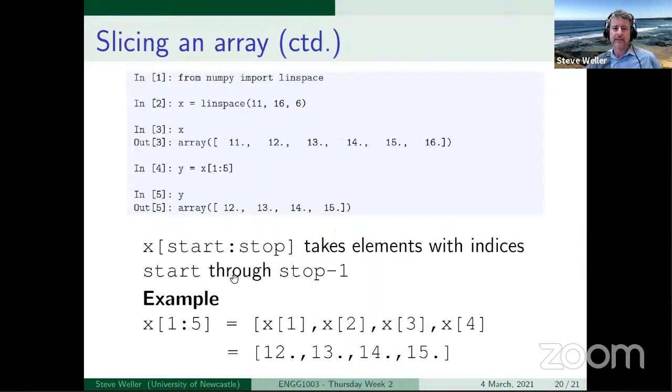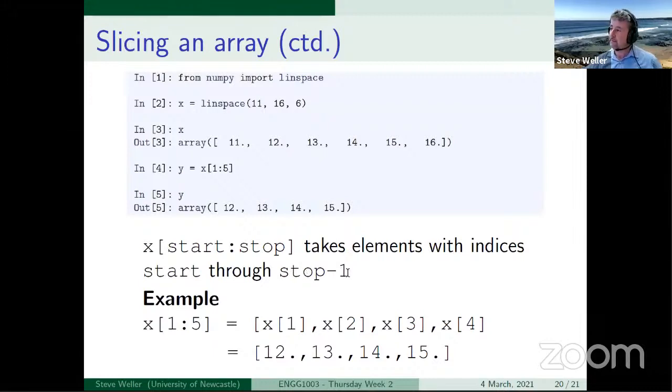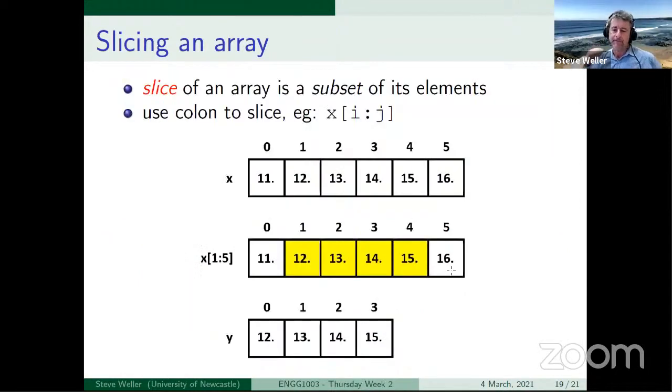So the way to think of it is if you've got X[start:stop], that'll extract a subset of the elements with indices start through to stop minus one. So the example you see here on the bottom of page 20, X[1:5] means the subset of the elements of the array X indexed from the first element, which is start, which is index 1, up to stop. In this case, stop is 5. So we extract the elements 1 through to 5 minus 1 is 4. X[1], [2], [3], and [4]. And it's these values 12, 13, 14, 15 here.